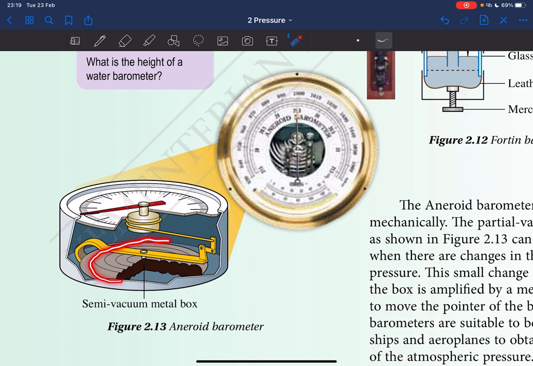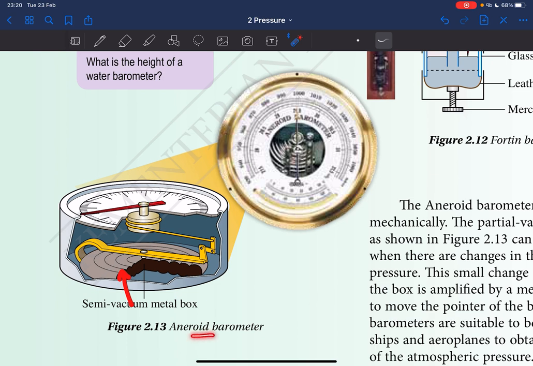The changing of the volume will cause this yellow part, maybe a spring or something here, to change according to the volume of this metal box. When the volume of the metal box changes, this yellow part will also move, and the movement of this yellow part connected to the spring will cause the needle to move either clockwise or anti-clockwise. So this is the simple one and more portable.